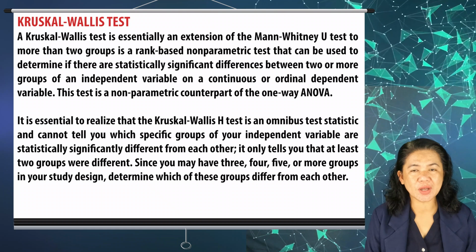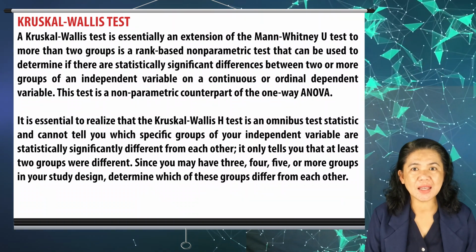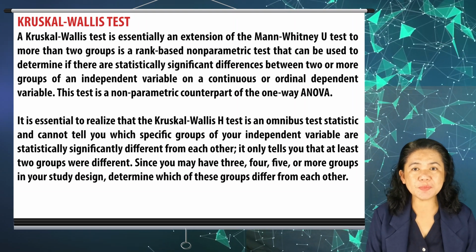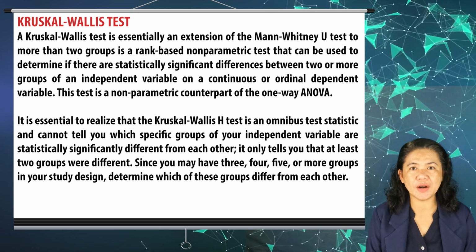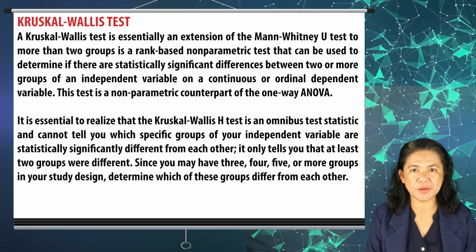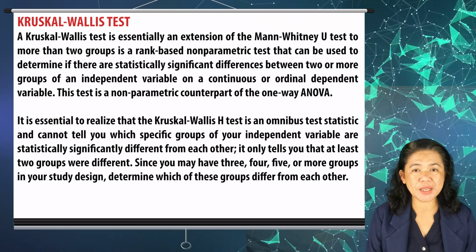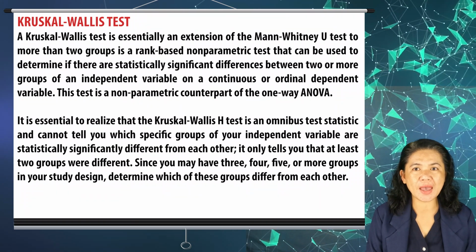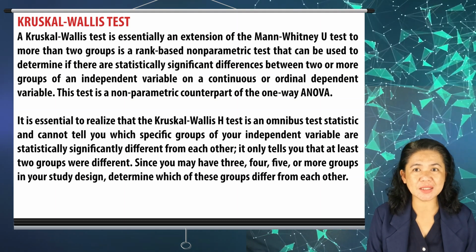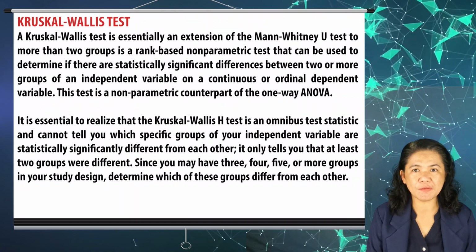It is essential to realize that the Kruskal-Wallis H-test is an omnibus test statistic and cannot tell you which specific groups of your independent variable are statistically significantly different from each other. It only tells you that at least two groups were different. Since you may have 3, 4, 5 or more groups in your study design, you need to determine which of these groups differ from each other.